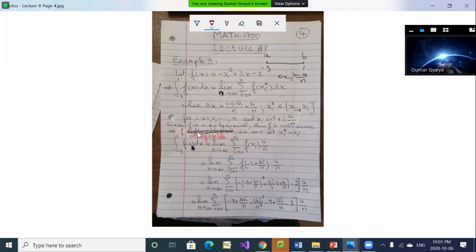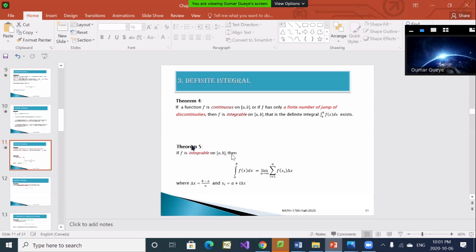Okay, not differentiable. From here, I just use the combination of 4 and 5. My function is a polynomial function. That's why I conclude it's continuous over this interval, -3, 1. And since it's continuous, it's going to be integrable on the interval AB. And based on theorem 5, since it's integrable, now I can replace my xi star in the formula by xi.